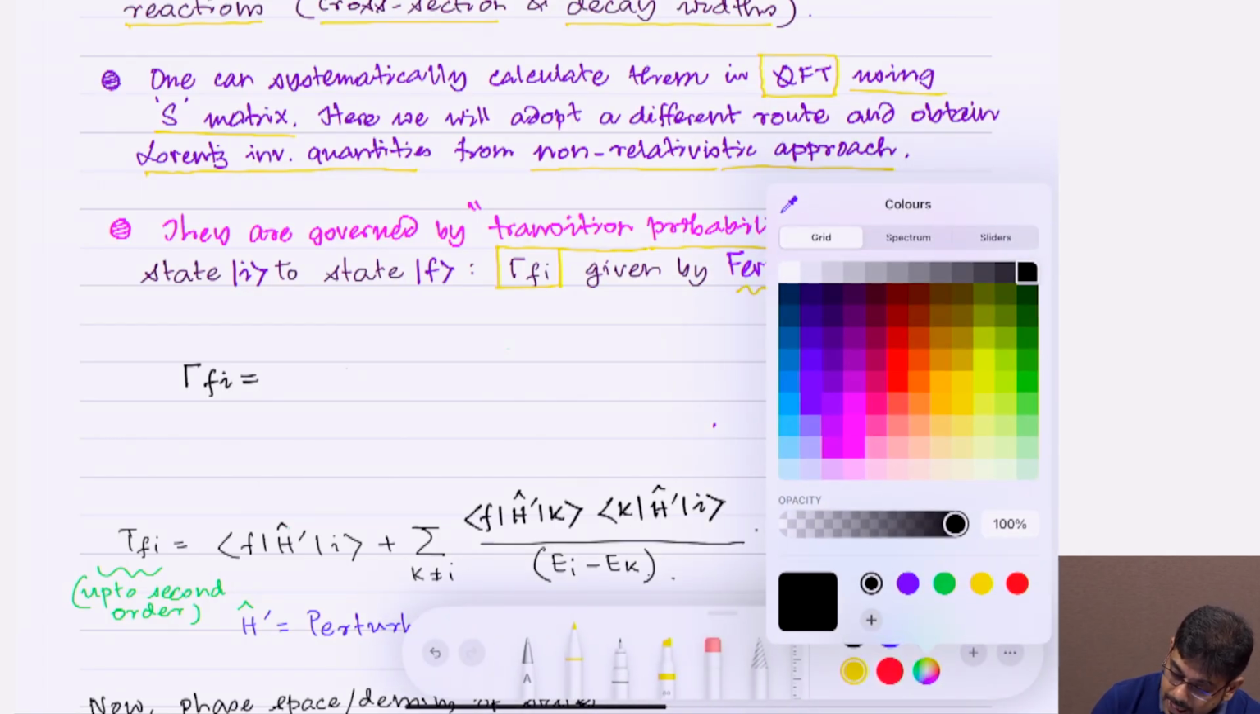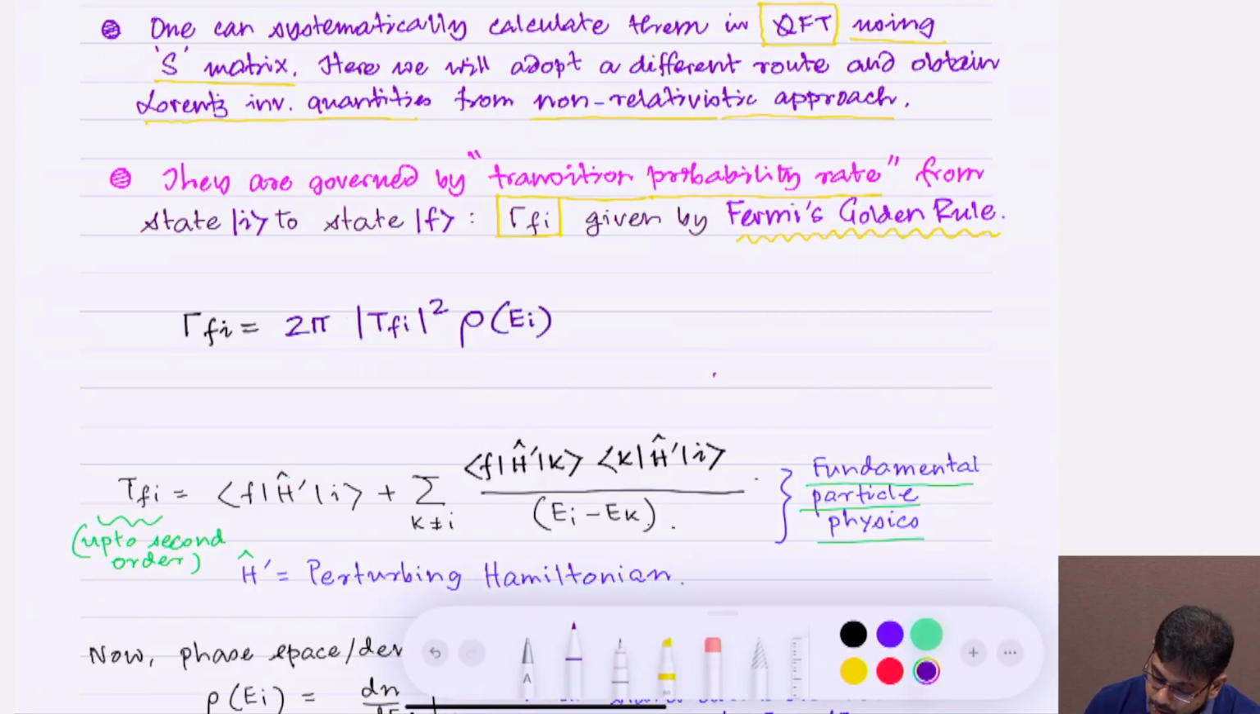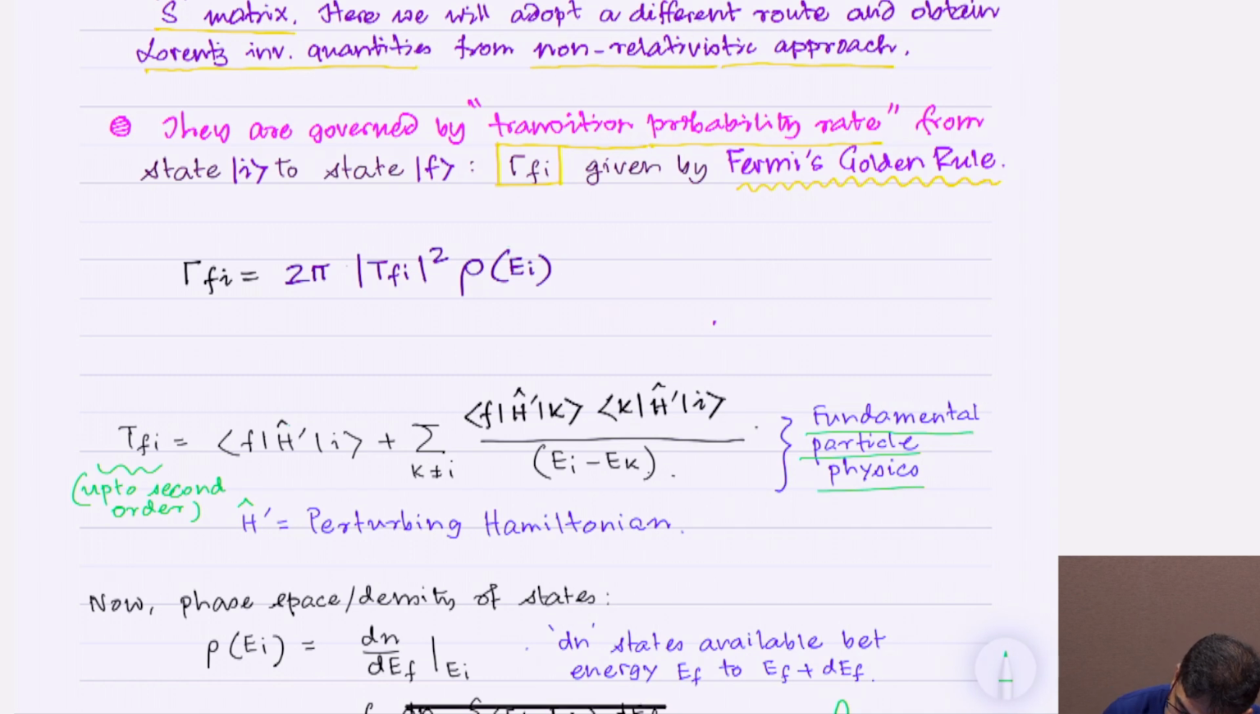Now, what does it say? Fermi's golden rule basically says that this gamma Fi is equal to 2 pi into mod of T Fi square into rho Ei. Now, what are these quantities? First of all, I must mention that this is using natural units, which is h cross equal to c equal to 1. If you invoke those, there are some h cross factors like 2 pi by h cross, which I am not writing.